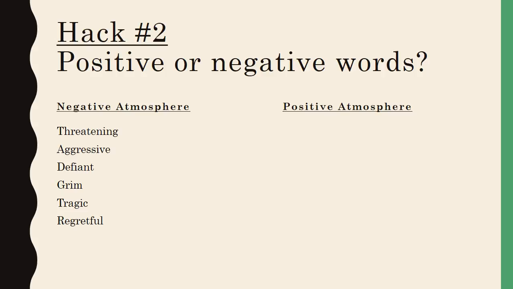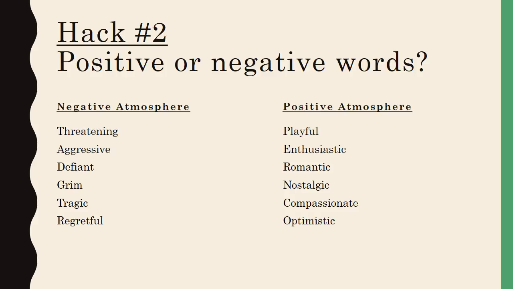In the same way, with positive atmosphere, you might want to think of other words that you could use rather than just positive. So we could have playful atmosphere, enthusiastic, romantic, nostalgic, compassionate, or optimistic. Again, this comes down to your common sense as to which you think fits the poem and what it's talking about. Once you've grouped these words into positive or negative words, depending on your ability and how confident you are with this, you could then go on to talk about semantic field and think about what theme those words are around, and that might help you analyse language even further.